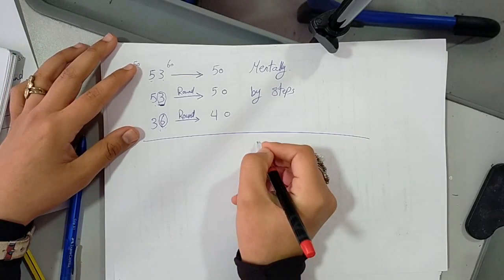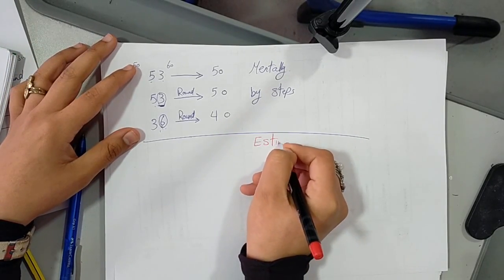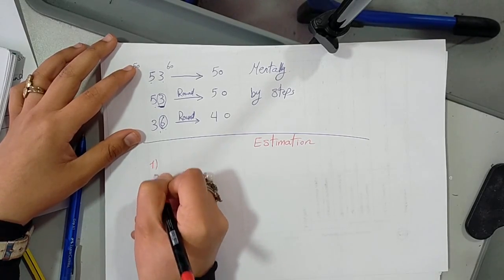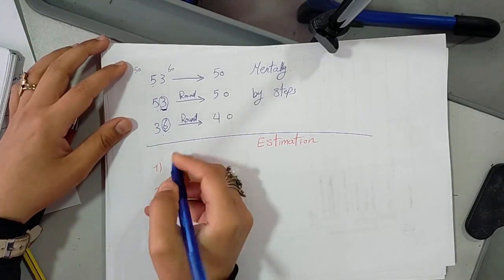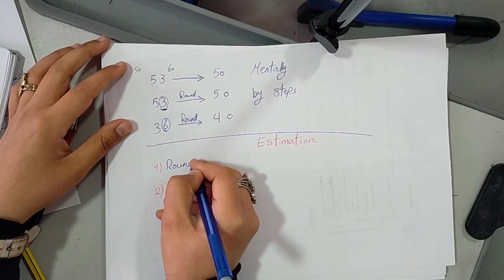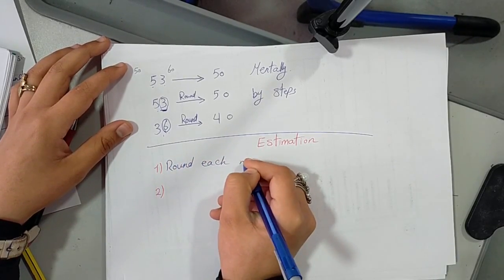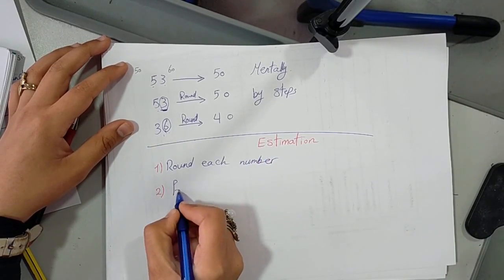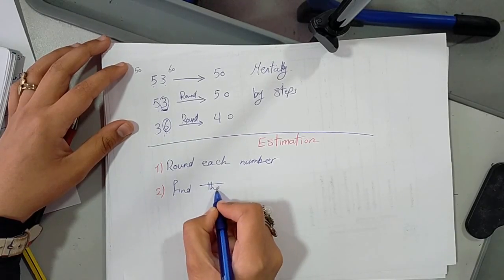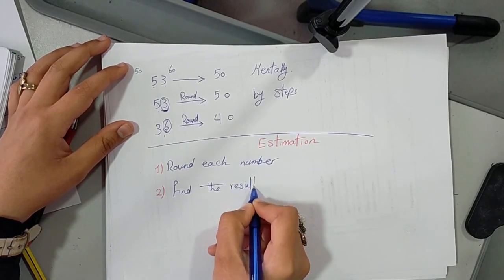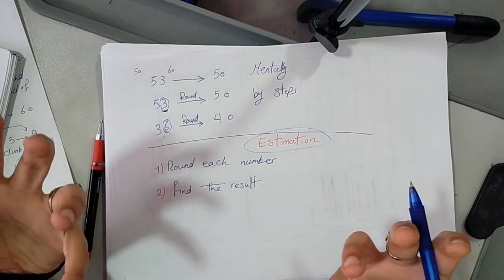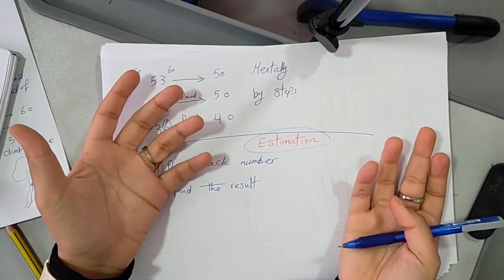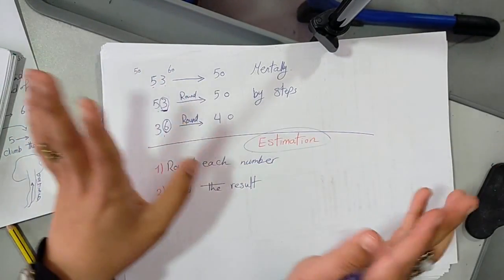estimation. What? Estimation. I can do it in 2 steps, following the steps. The first step, round each number. The second step, find the result. Estimation, I can do it. I can estimate numbers to make them easy to add or subtract.